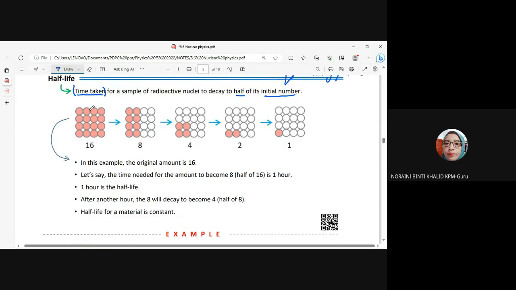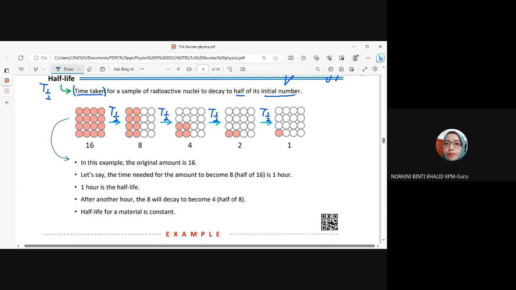Okay, example. Let's say this is a nucleus of radioactive nuclei. Initially 16. After one half-life, half-life we use the symbol T half. After one half-life, the activity or the nucleus becomes half. 16 becomes 8. After another half-life, it becomes half from before, so 4. After another half-life, becomes 2. After another half-life, becomes 1. So you can see 16 to become 1.